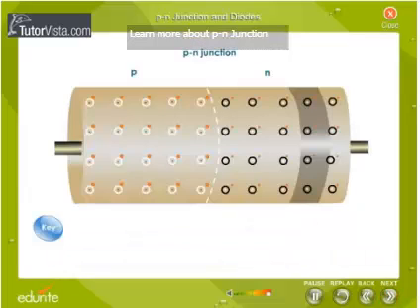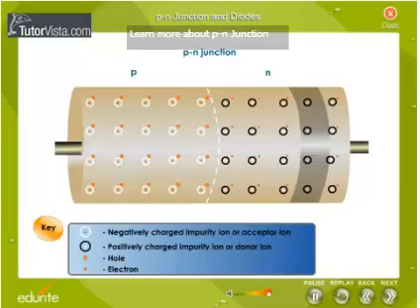PN junction. As soon as a PN junction is formed, electrons from N-type material and holes from P-type material diffuse into P-type and N-type material respectively. The electrons and holes diffusing towards each other combine near the junction. Each recombination eliminates an electron and a hole.